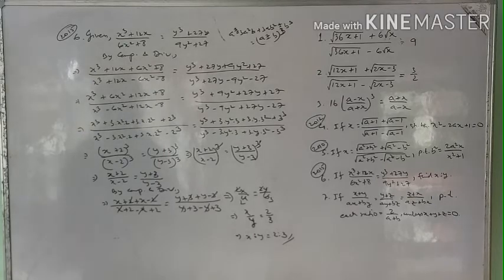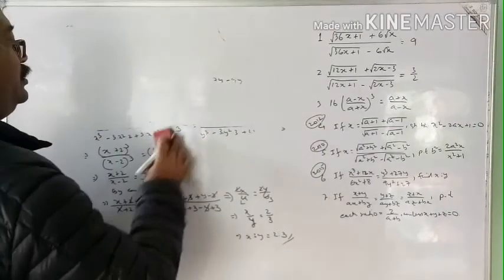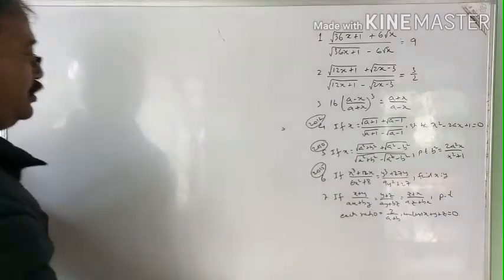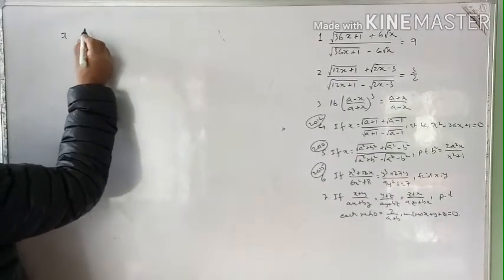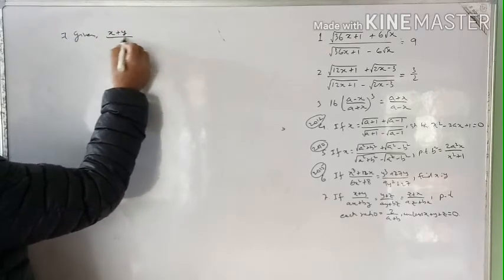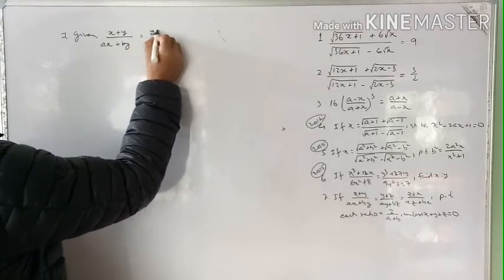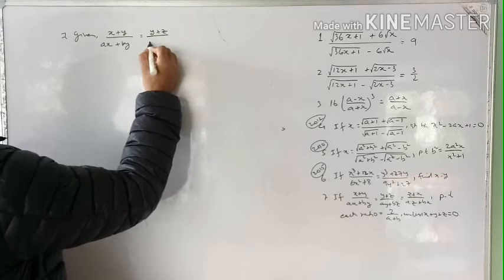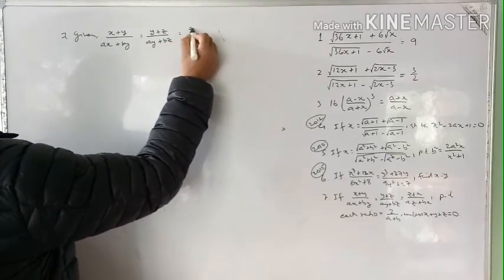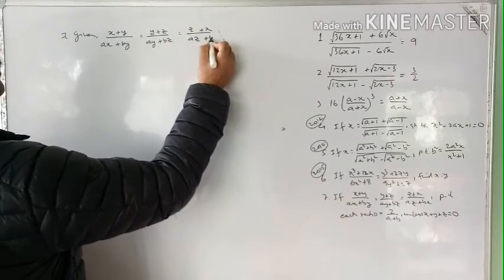Now the last question, number 7. For this we use the last property, equal ratios. So question number 7. Given x plus y by ax plus by is equal to y plus z by ay plus bz equal to z plus x by az plus bx.